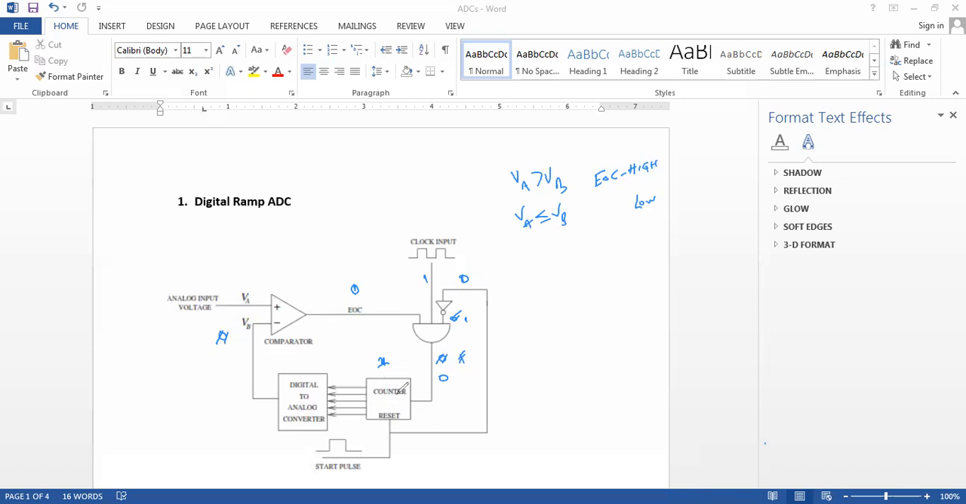and whatever the counter had stored will be the digital equivalent of the analog signal VA. And through that, we are able to obtain a digital code which is equivalent to the analog input voltage VA. And that is the operation of the digital ramp converter in converting an analog voltage to a digital code.